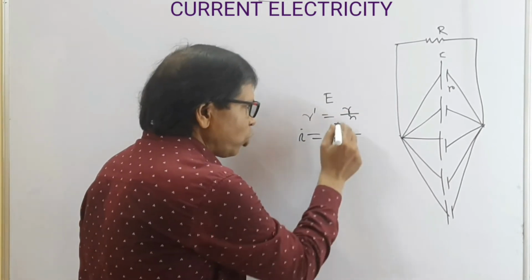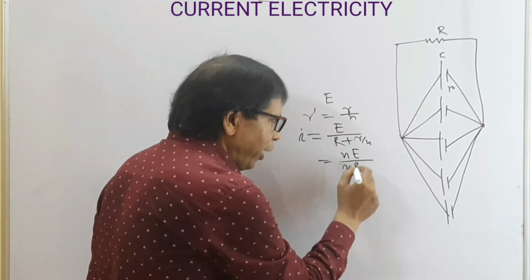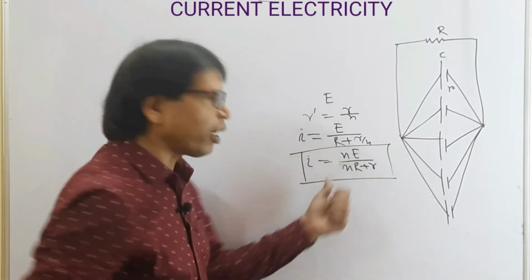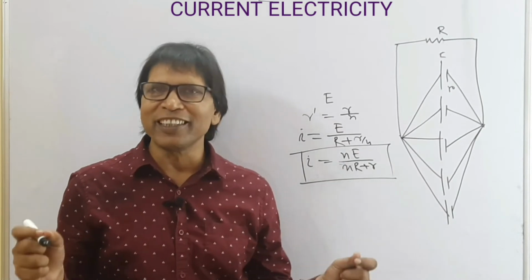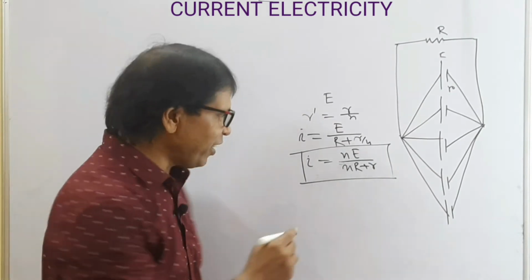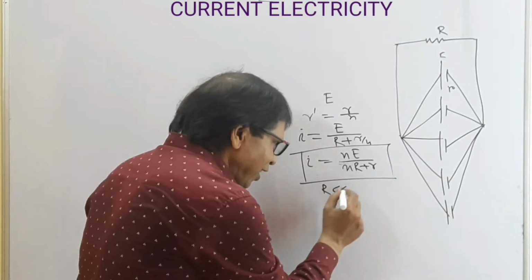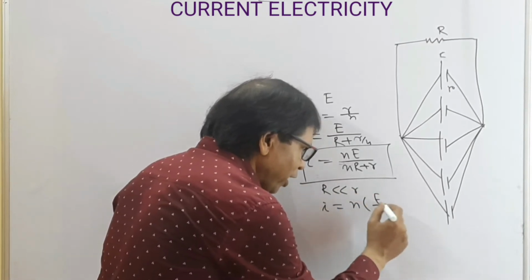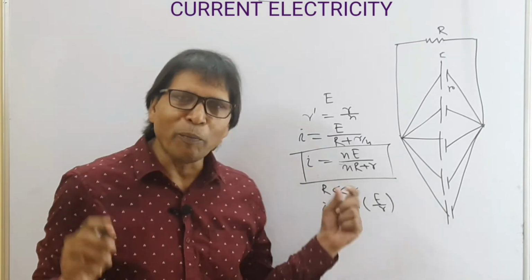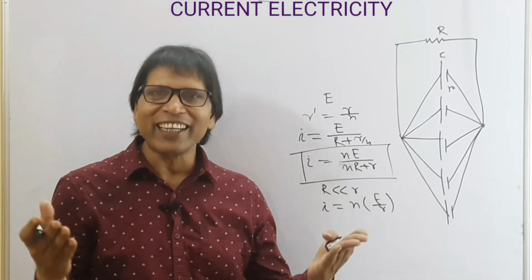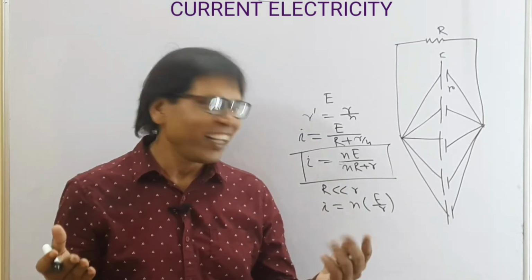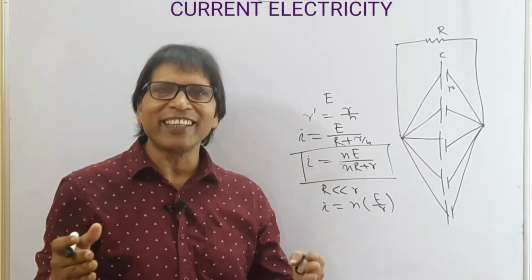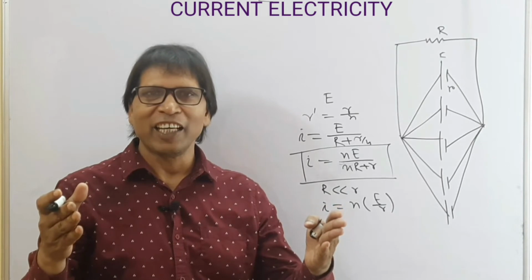So current I equals E divided by R plus r by N, that is NE divided by NR plus small r. This is the expression for current in parallel combination of the cells. Now look at this, if R is less than small r, then I equals N into E by R. So parallel combinations of cells are advantageous when internal resistance is much greater than external resistance.